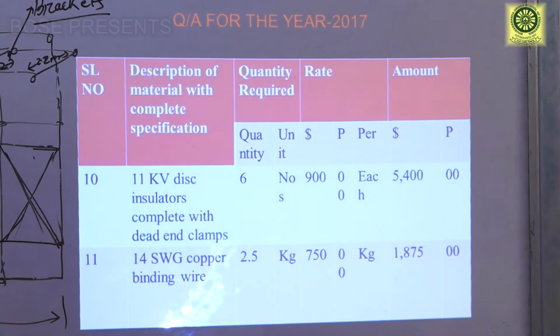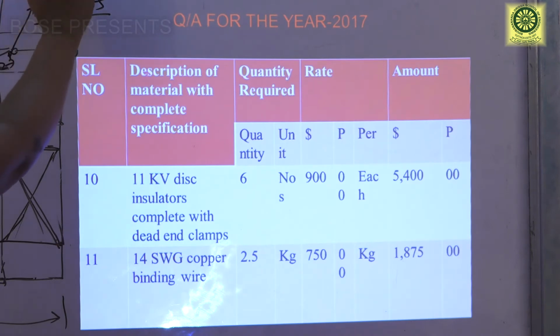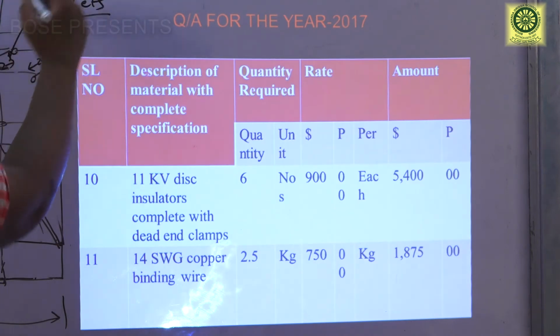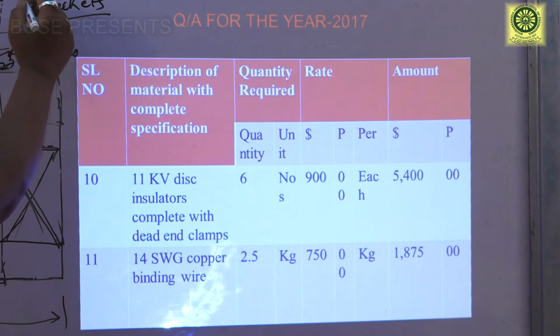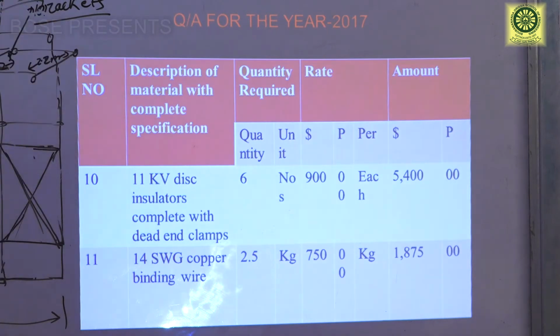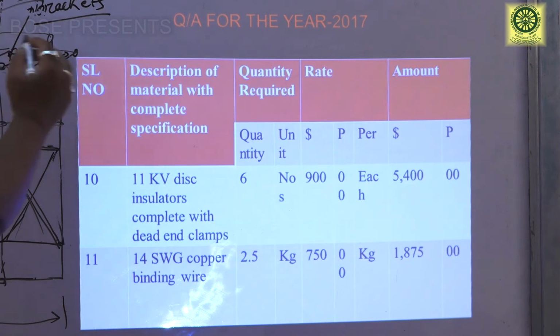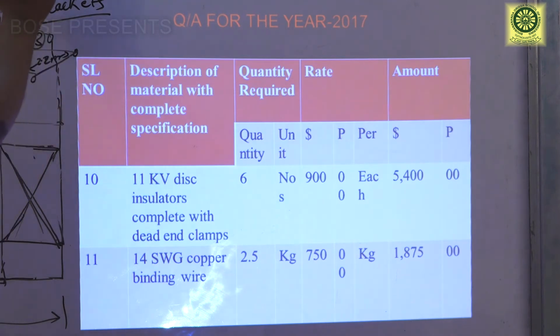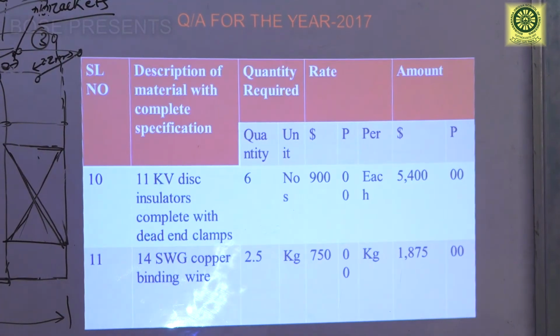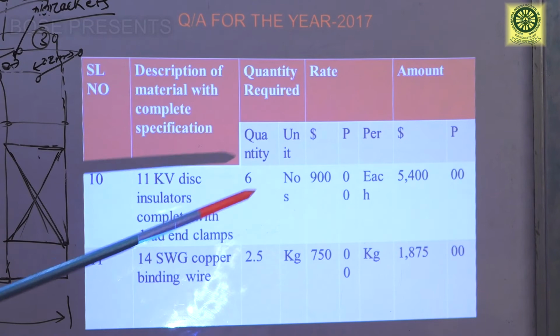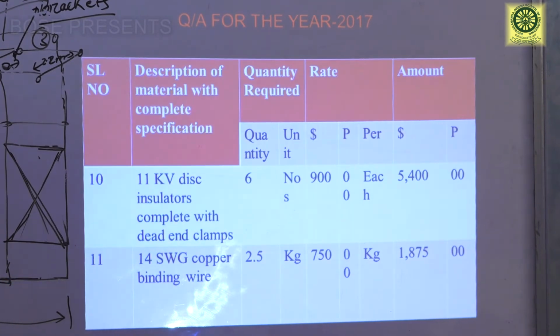Next, 11 kV disc insulators at the dead ends. This H-pole structure is called a dead end. Here we are using disc insulators. 3 numbers here and 3 here. So total is 3 plus 3, equal to 6 numbers. So 6 disc insulators are required, each costing 900. So the total will be 5400.